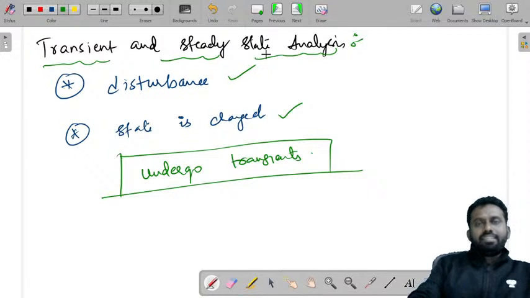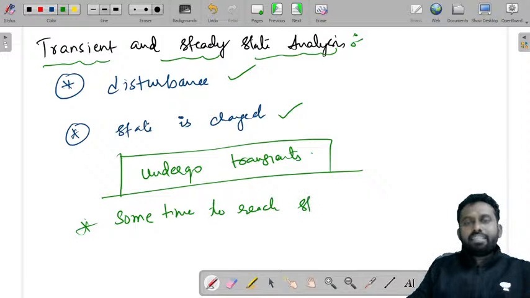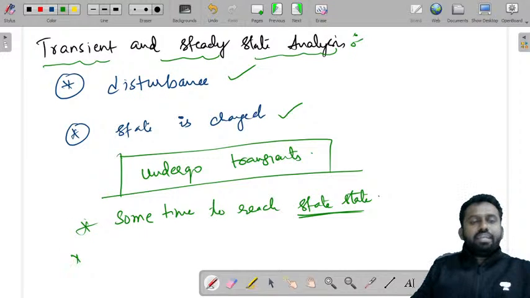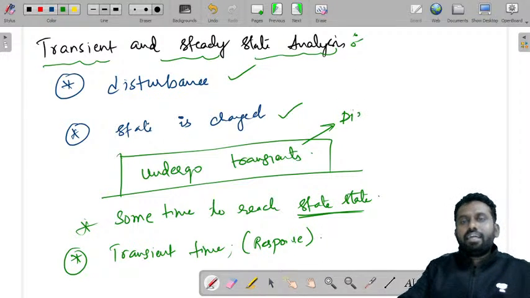After these transients, it takes some time to reach steady state. The time it takes to reach steady state is called the transient time, and the response in that period is called the transient response. And once these transients die out, the response that you get is the steady state response.